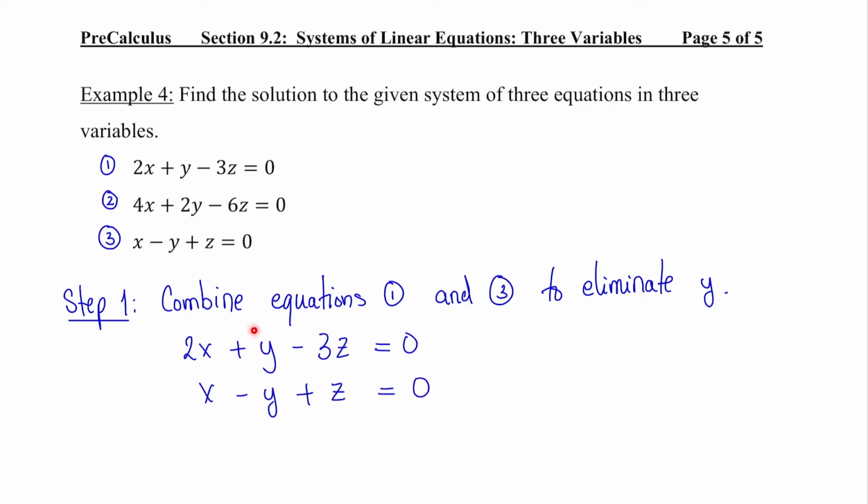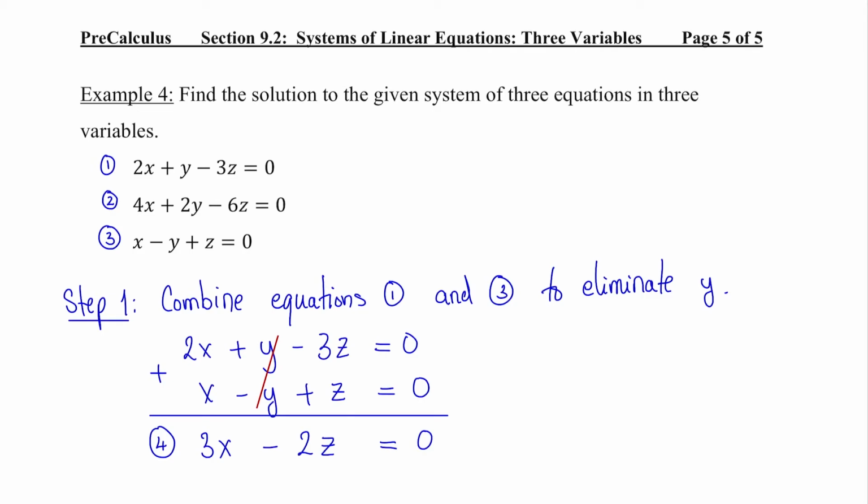The coefficient of this y is positive 1 and the coefficient of this y is negative 1. So if I add the two equations, y will be eliminated. And I have 3x minus 2z equals 0. And I call this equation 4.